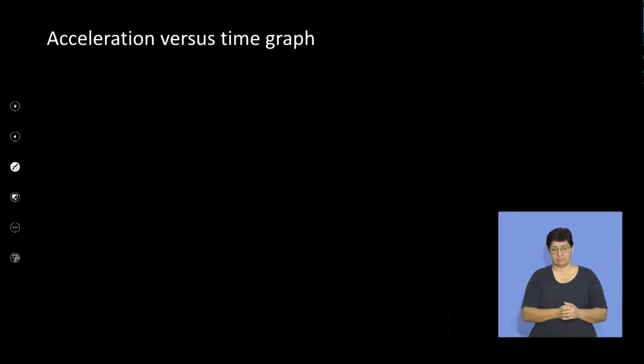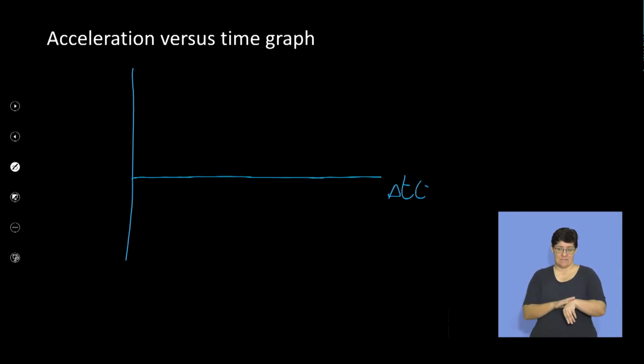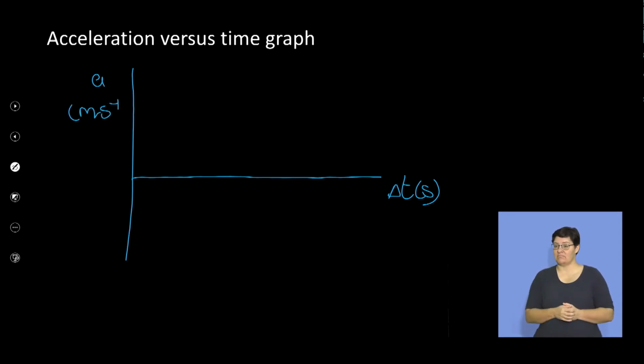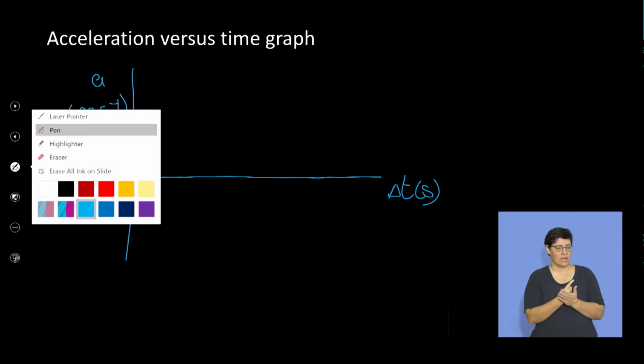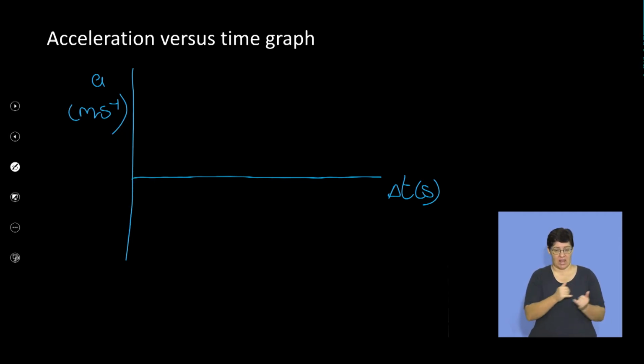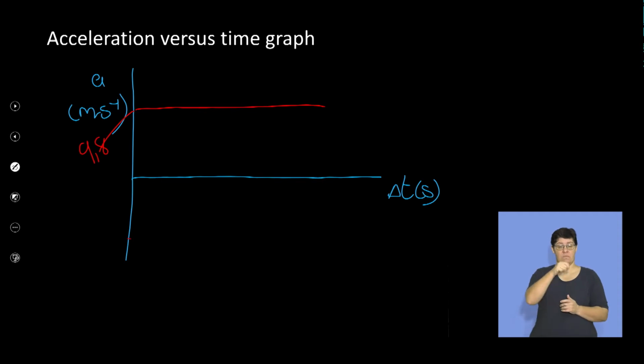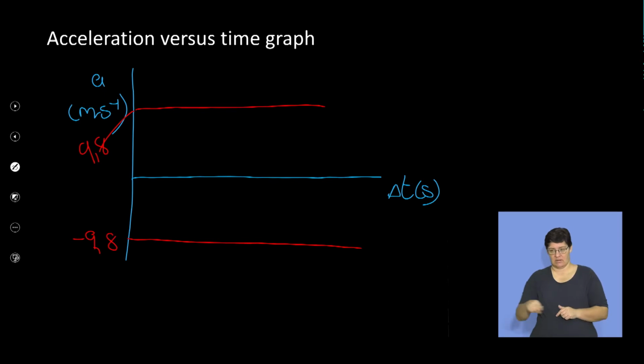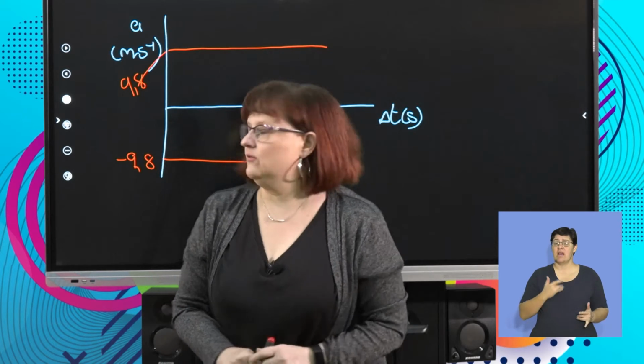And lastly, if we look at the acceleration time graph, this is the nicest out of all of them, always a straight line. If we have down as my positive direction, it's just going to be that, and we know that this value is going to be 9,8. If up is my positive direction, then this is minus 9,8. It's a constant. Makes our lives very, very easy.